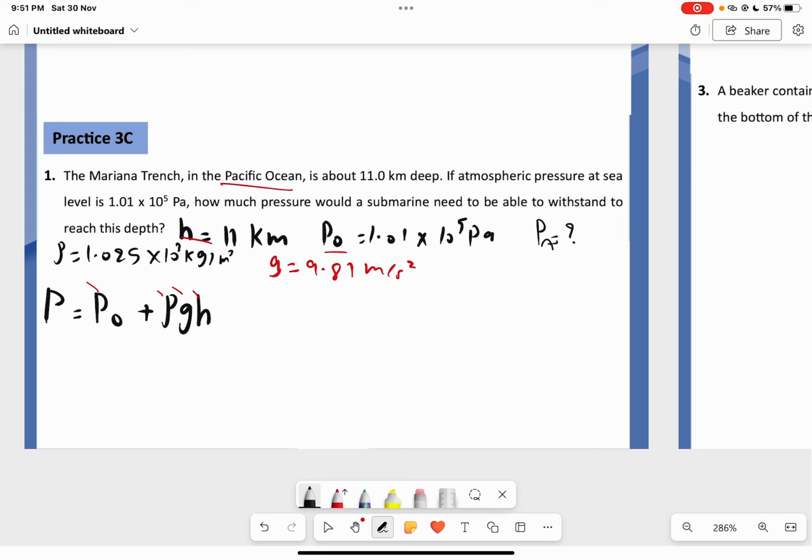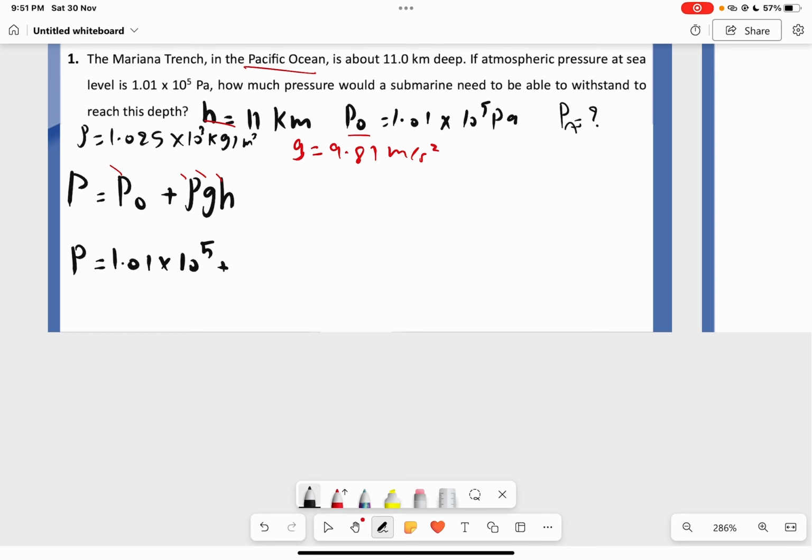Now you have what? So P is equal to 1.01 times 10 to the power of 5 plus density of the seawater, which is 1.025, or you can put this in parentheses, times 10 to the power of 3, times gravity, 9.81, times height, 11 kilometer. So calculate all of this and you will get 1.11 times 10 to the power of 8 Pascal.